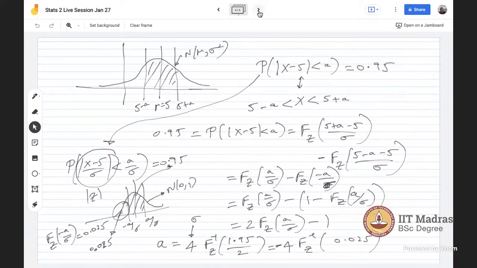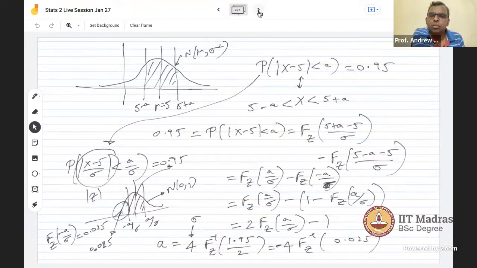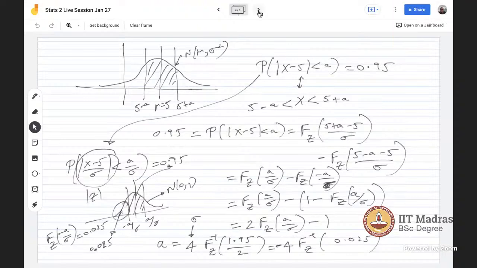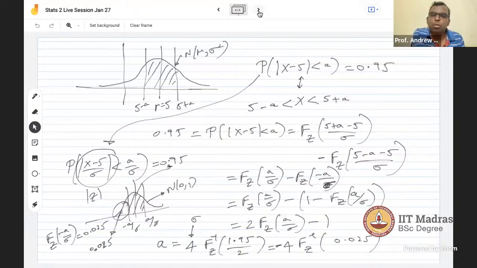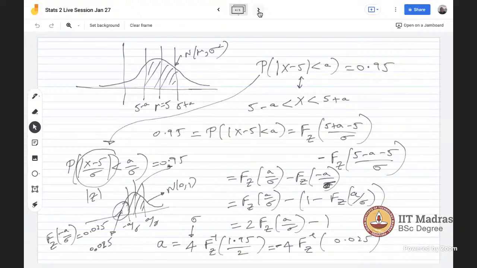A is equal to 4 times Fz inverse of 1.95 by 2, which is equal to minus inverse of blah, blah, blah, everything is coming on the right side. Now, on the left side, finally, you have concluded 0.025 on the right side. And while summarizing, you are again equating Fz is equal to minus a by sigma. So, these are two different ways to approach this sum. Both of them give you the same answer.